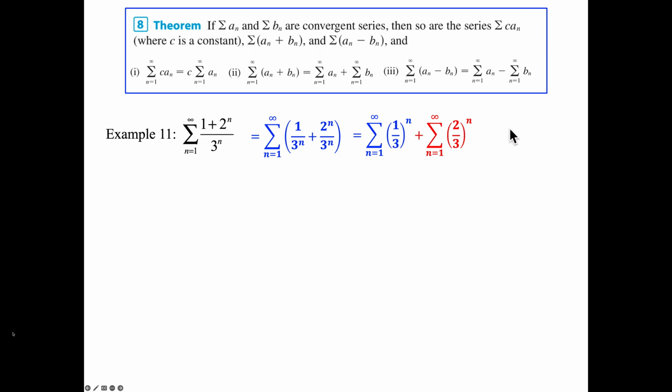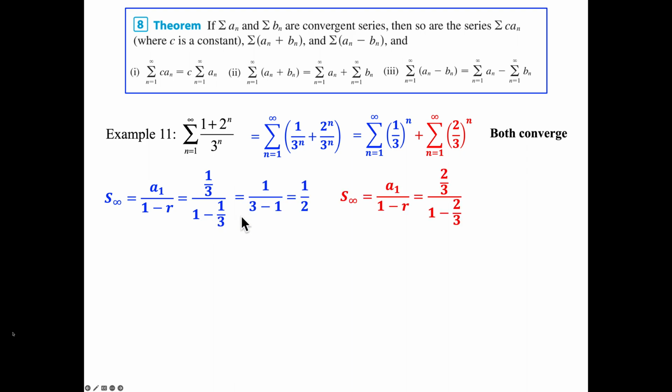They're not going to diverge, but then checking that they're geometric, they both converge. So I have to use something else. So now I can find the infinite sum. First term, we'll have to put in a 1. 1/3 to the first power is 1/3 over 1 minus the r, 1/3. So that's going to multiply the top and the bottom by the 3's, gives you 1 over 3 minus 1, or 1/2.